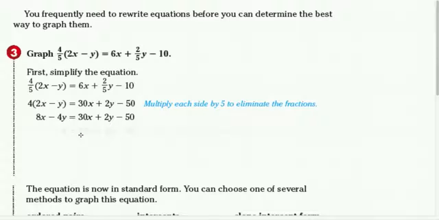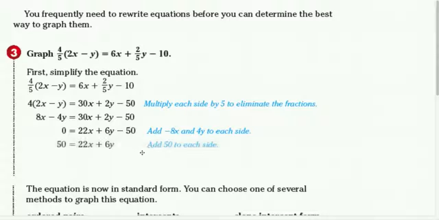Then we add negative 8x and 4y to each side. We are now doing multiple steps because I'm sure by now you are proficient in solving equations. We add negative 8x, which gets rid of our 8x, and we add 4y to both sides, which undoes the negative 4y on the left side. Then we simply add 50 to each side, and from there we divide each side by 2 to simplify the equation further. So we end up with 25 equals 11x plus 3y.